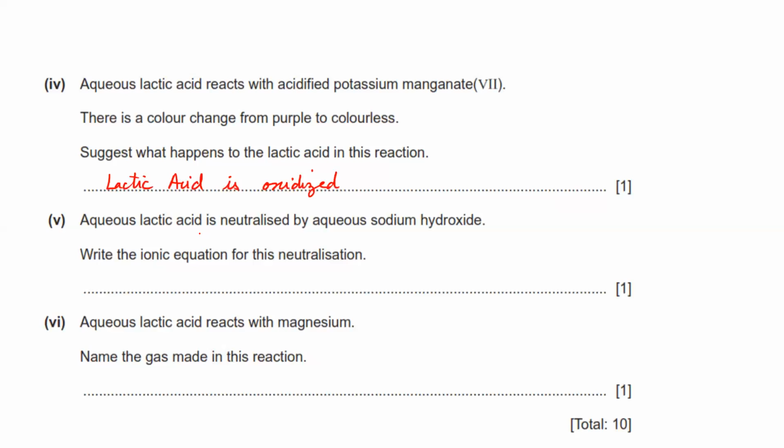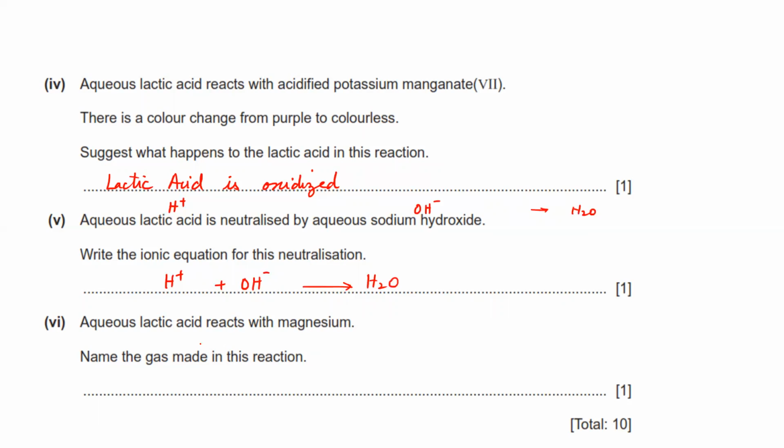Okay. So next part says aqueous lactic acid is neutralized by aqueous sodium hydroxide. Write the ionic equation. So remember, it is a neutralization reaction. The acid provides you with H positive, the base provides you with OH negative ions, and the byproduct is simply H2O. For the ionic equation, you do not have to write the complete formulas for lactic acid, sodium hydroxide, water and the other byproducts. Just simply write H positive plus OH negative gives you H2O. This is the equation they need.